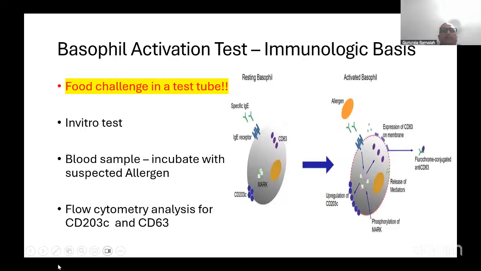So coming to the basophil activation test, in relation to food allergy, this is a food challenge in a test tube. It's an in vitro test. Here we are seeing resting basophils and activated basophils. When the resting basophil is incubated with the suspected allergen, we can see CD203c receptors upregulate, they increase in number. You can also see that in the resting basophil, the CD63 is inside, whereas in the activated basophil there is expression of CD63 on the membrane, and we can detect this in flow cytometry.